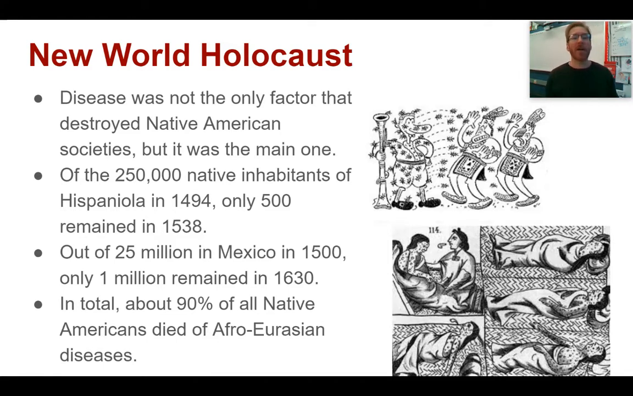In Mexico, there were about 25 million people living there, mostly under Aztec rule or of the Maya culture, in 1500 when the Spanish start showing up on their shores. By 1630, we're down to 1 million. From 25 down to 1. That's like 4% surviving during that time period.